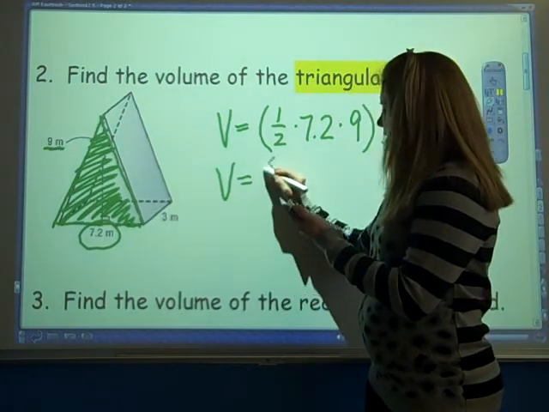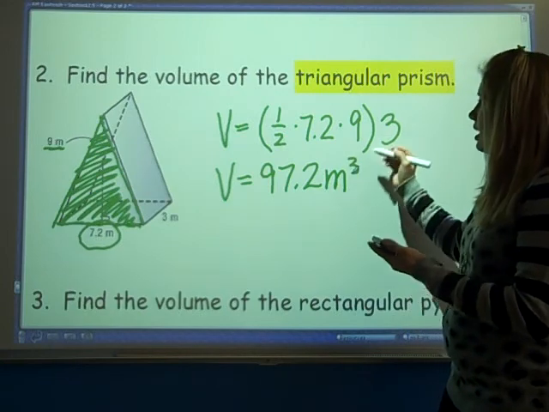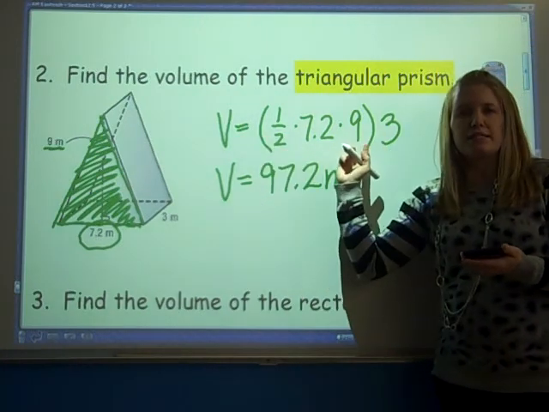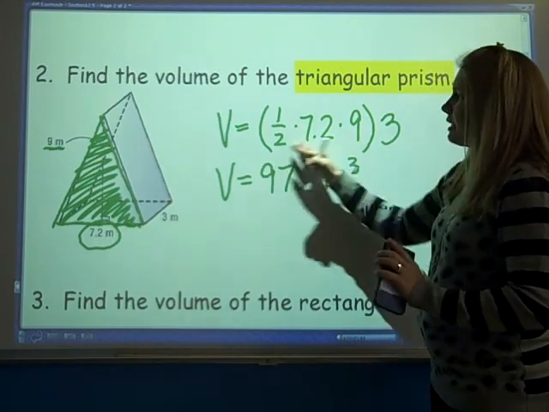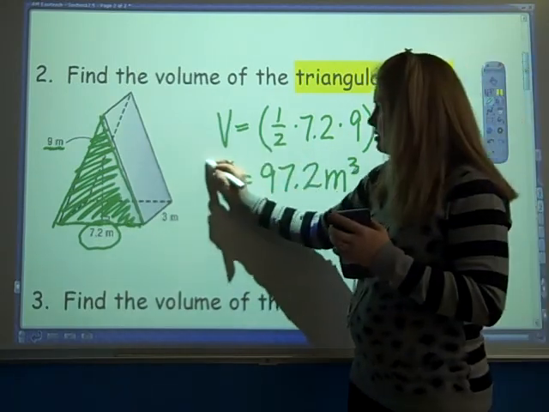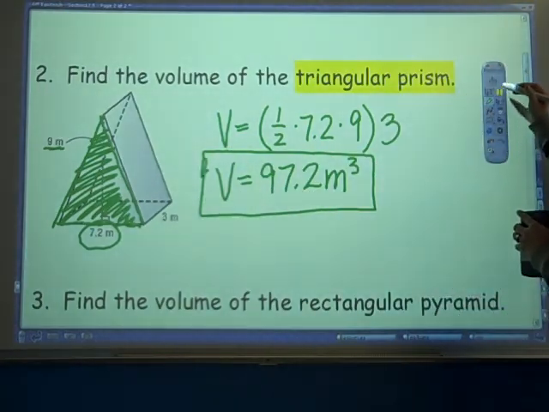Volume equals 97.2 meters cubed. The only reason why I put parentheses here is just to say that is the area of my base. Technically you don't need them, but that's what that means. So that was our triangular prism.